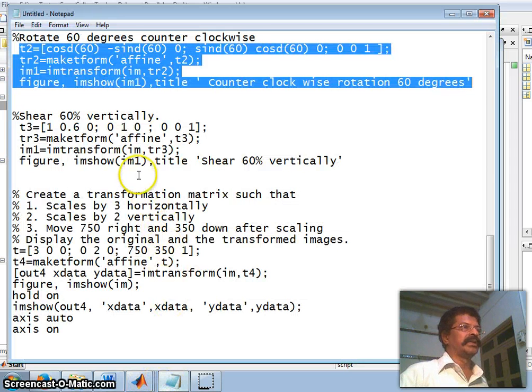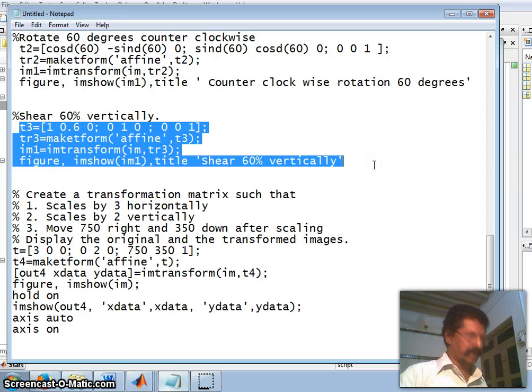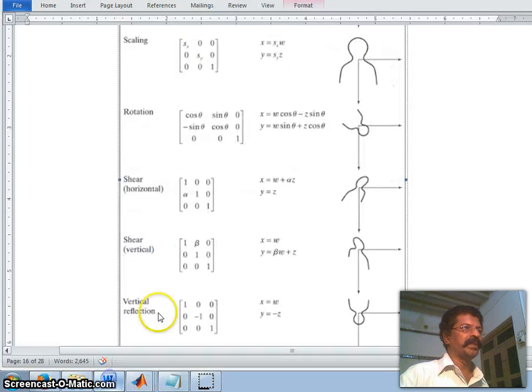Alright, the next question is shear 60% vertically. Along the vertical direction we have to apply the shearing. You know that for vertical shearing this should be 1, beta, 0. Here 60% means I will apply 0.6 and I apply the transform.